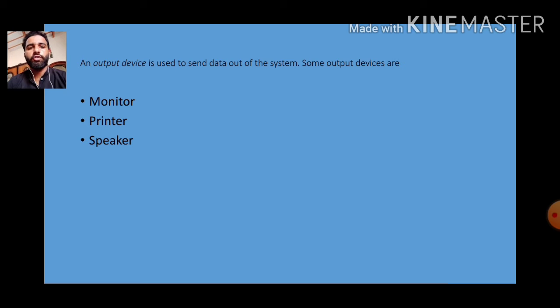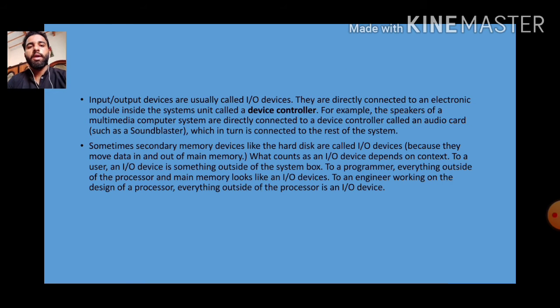An output device is used to send data out of the system. Some output devices are the monitor, printer, and speaker. Input and output devices are usually called I/O devices. They are directly connected to an electronic module inside the system called a device controller. For example, the speakers of a multimedia computer system are directly connected to a device controller called an audio card, such as a Sound Blaster, which is in turn connected to the rest of the system.